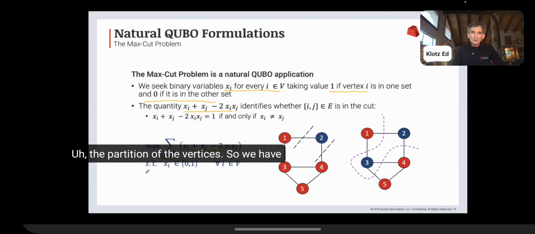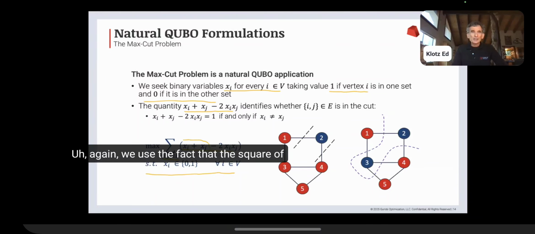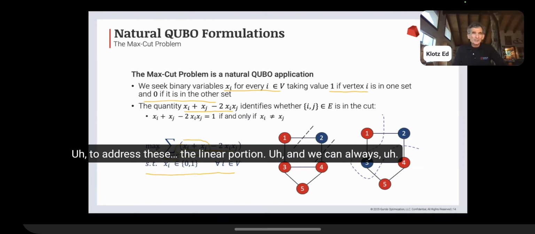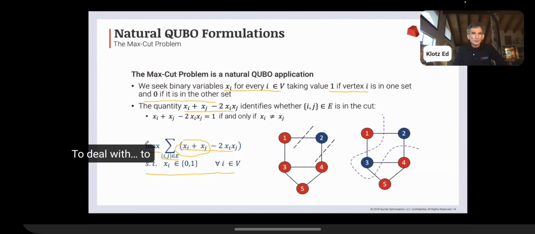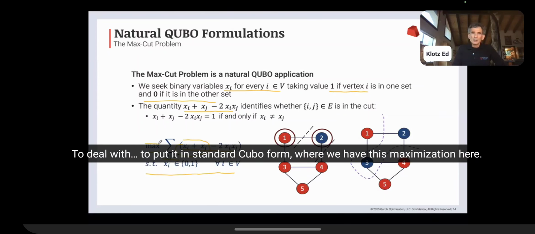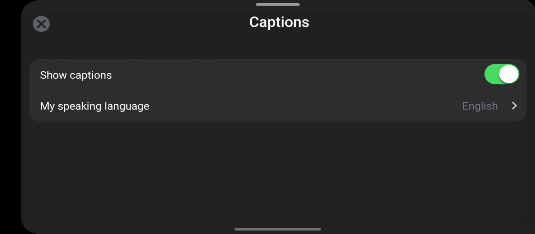So we have this natural QUBO formulation. Again, we use the fact that the square of a binary is a binary to address the linear portion, and we can always minimize the negative of this expression to put it in standard QUBO form, where we have this maximization here. All right, so that's the first category.